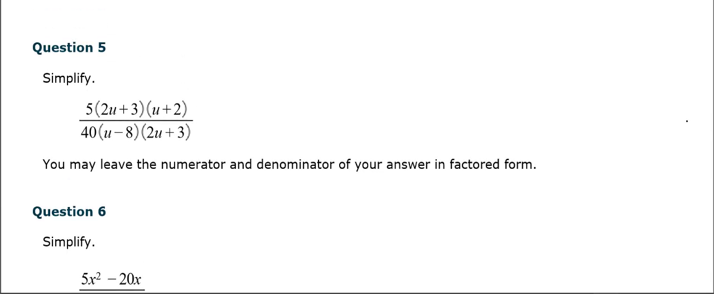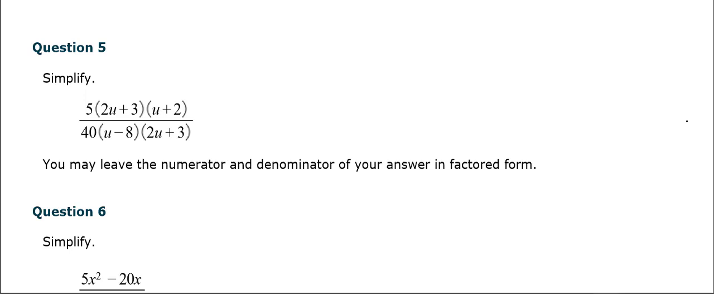Question 5, we're simplifying a fraction again. And in the numerator, we have 5 times the quantity 2u plus 3 times the quantity u plus 2. And in the denominator, we have 40 times the quantity u minus 8 times the quantity 2u plus 3. So again, we're going to reduce common factors.